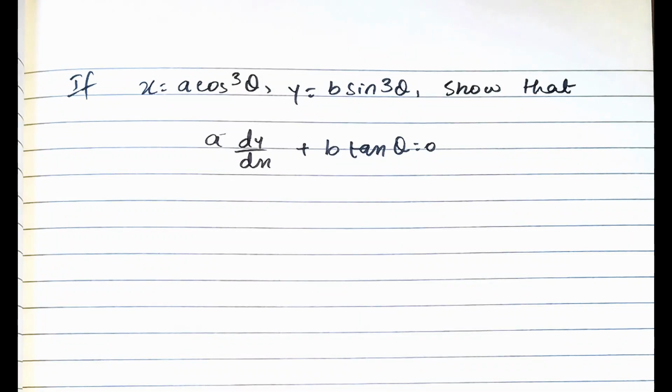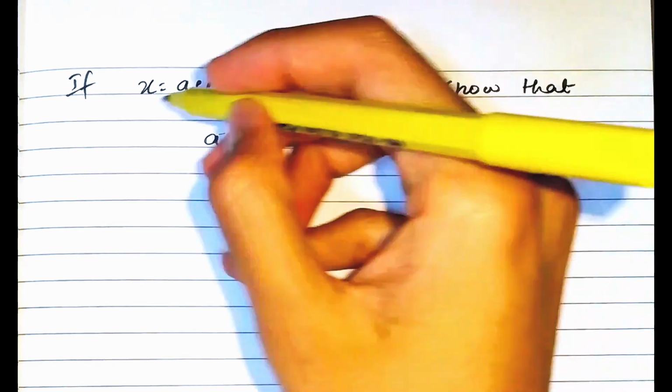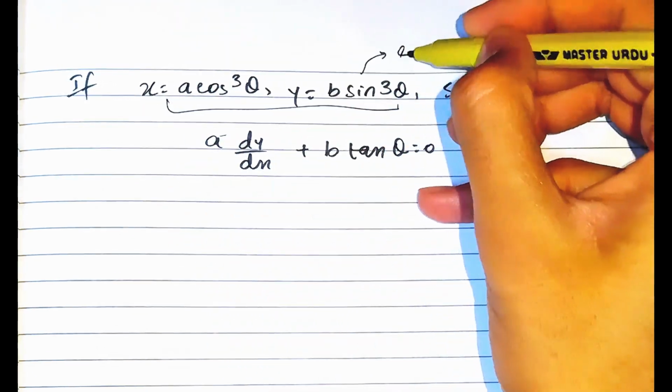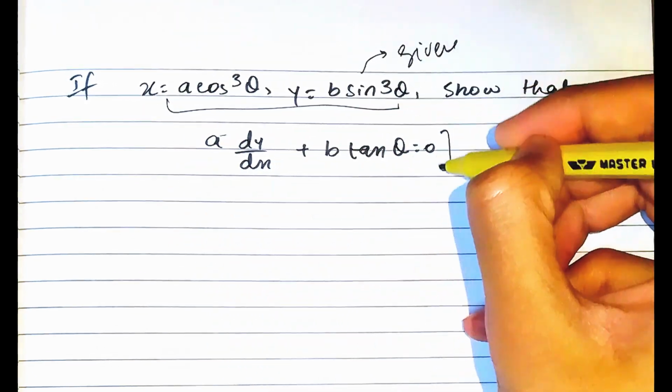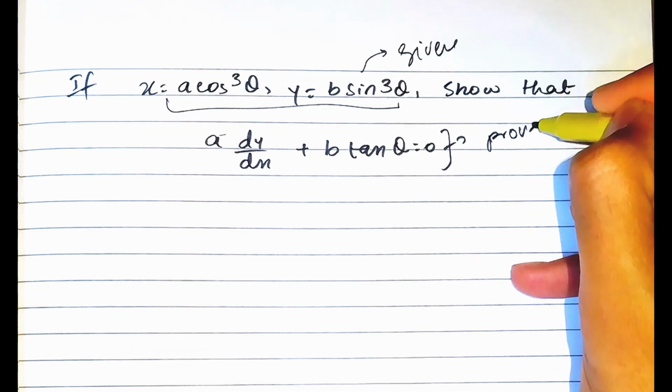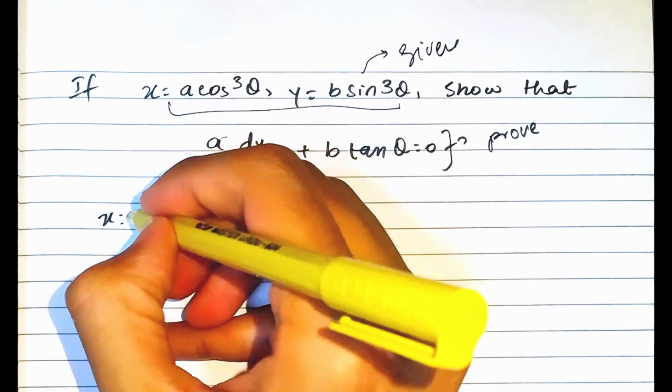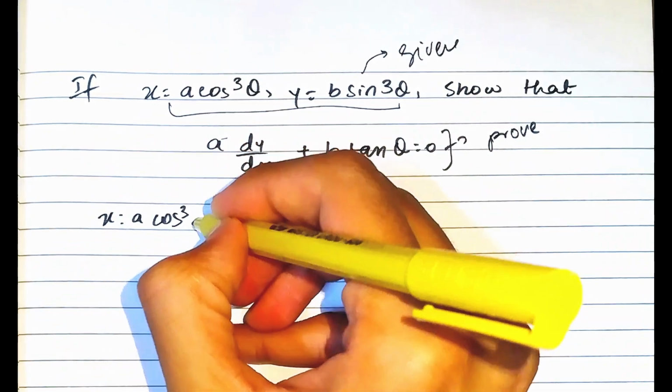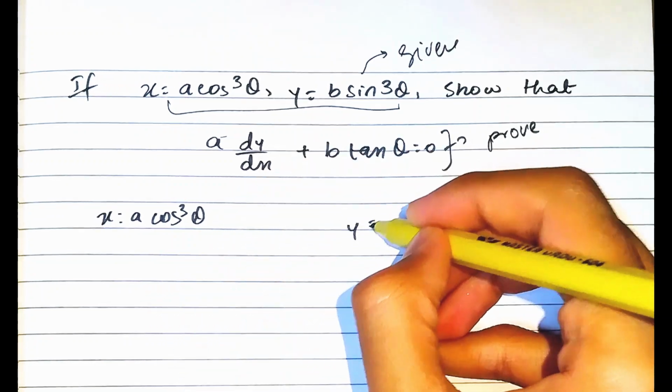Okay, so guys, now in this video we have to do another proof question which says that x is equal to a cos cube theta and y is equal to b sin cube theta, and we have to prove a dy by dx plus b tangent theta. Now, a few things. This is the given portion of the question and this is the thing which we have to prove, okay?